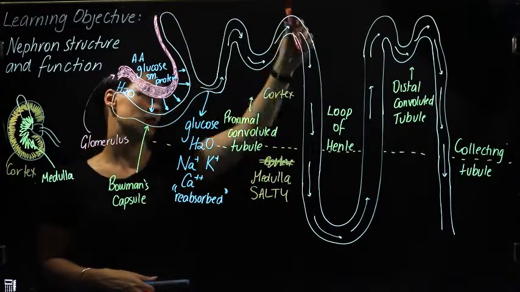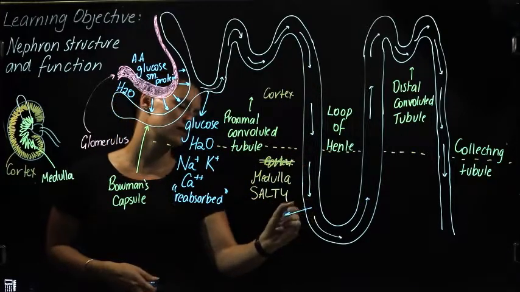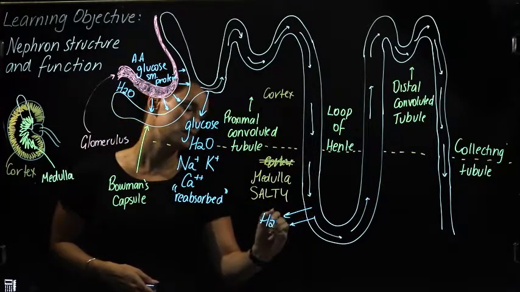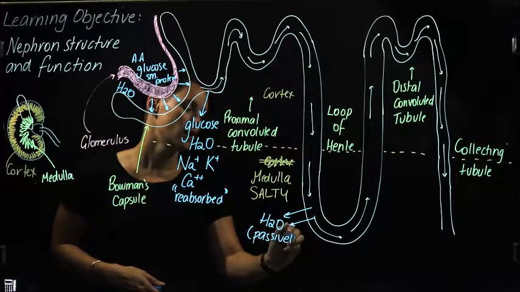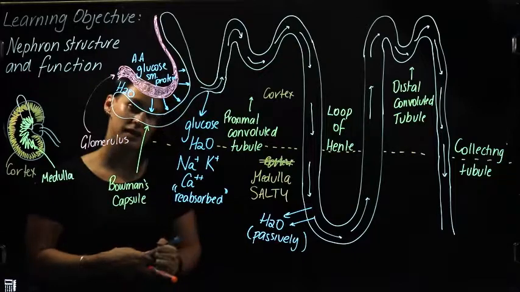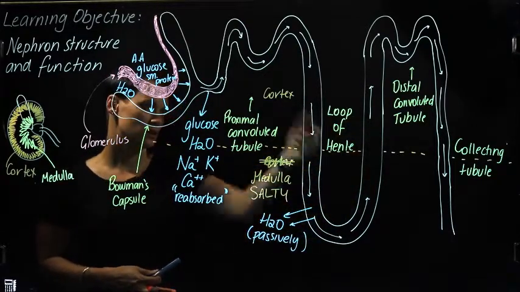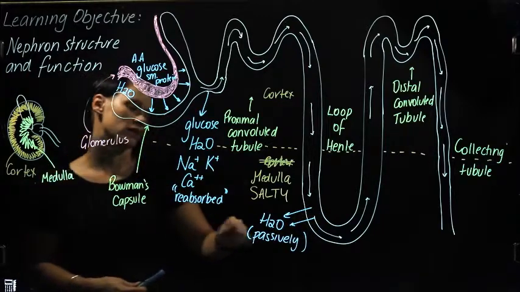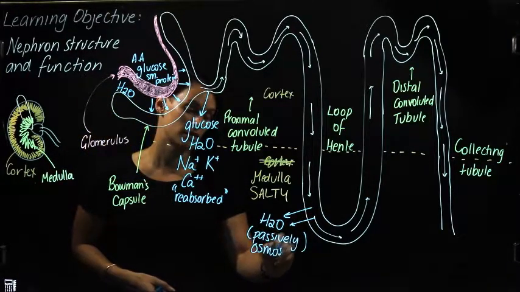And because it's incredibly salty, any water that is in the filtrate is going to be reabsorbed passively, right? It is simply following its concentration gradient and moving out of an area with a high concentration of water and moving into an area with a low concentration of water. So that's simply via osmosis.